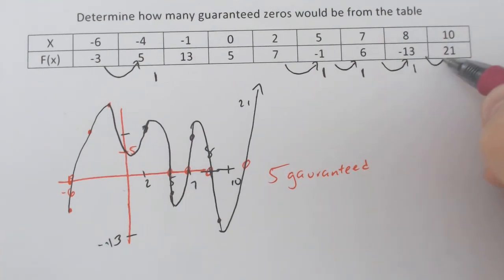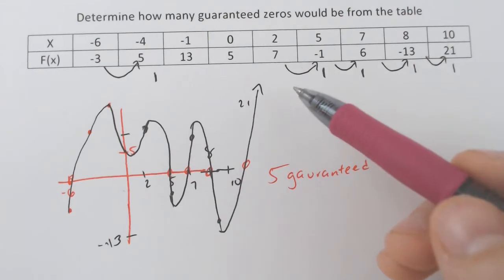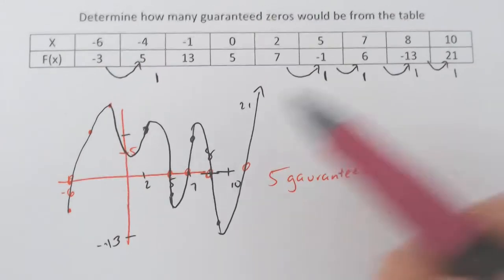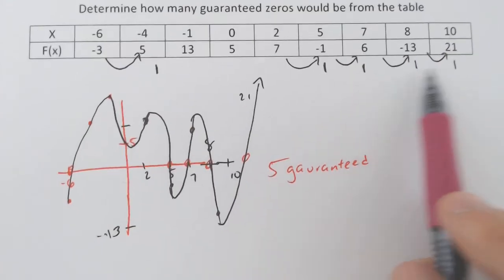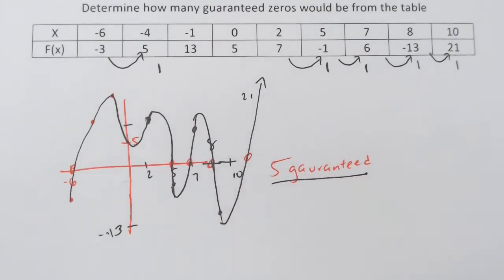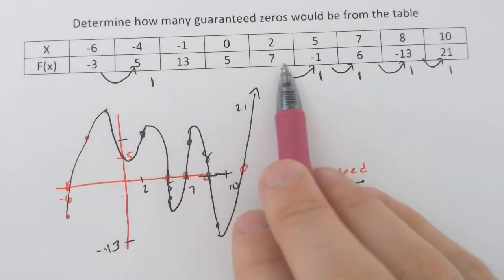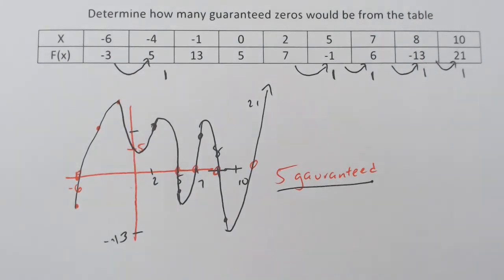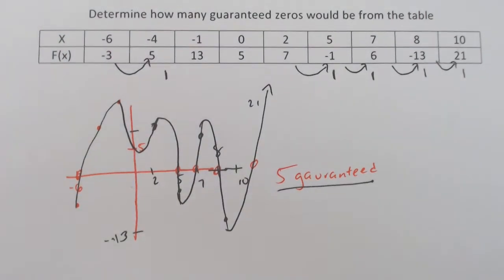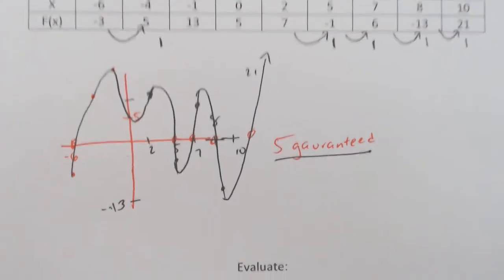And then another change from negative 13 to 21, which is why it ends up with a lot of sign changes. And then you could add it up, 1, 2, 3, 4, 5, 5 guaranteed. So however many times it goes from negative to positive and then back to negative, it'd be that many guaranteed zeros, okay? So that's another method that you could utilize to determine it.